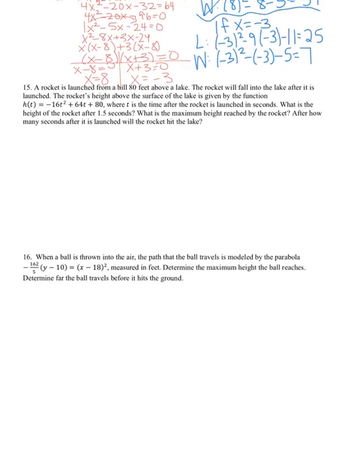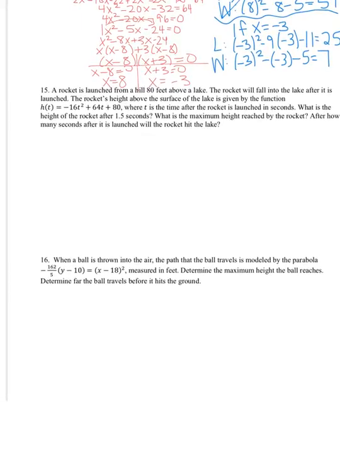For number 15, a rocket is launched from a hill 80 feet above a lake. So if this is the hill, right, so you're shooting it off of a hill into a lake, right? The rocket will fall into the lake after it is launched. The rocket's height above the surface is given by h of t. t is time in seconds after the rocket is launched. So what is the height of the rocket after 1.5 seconds?